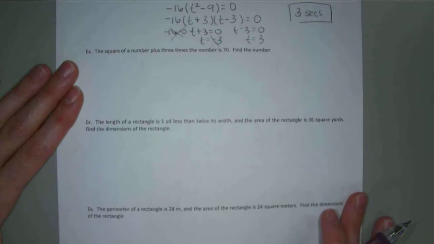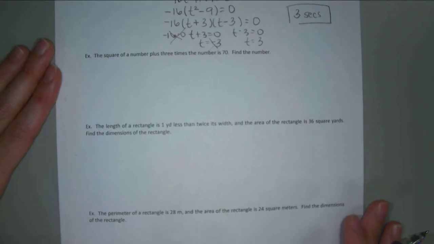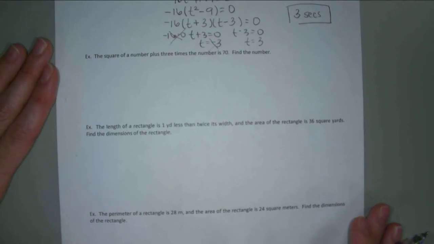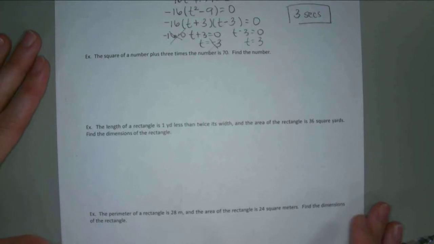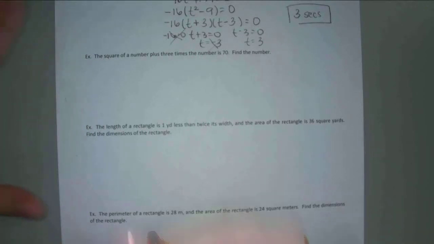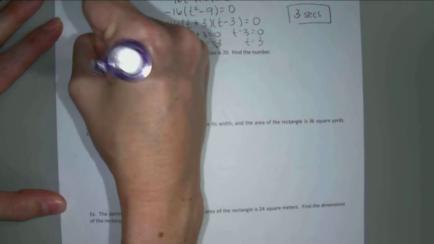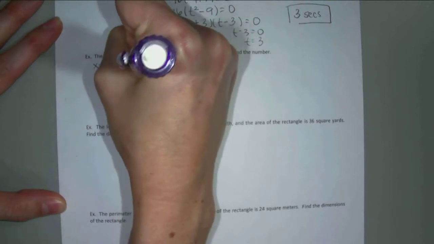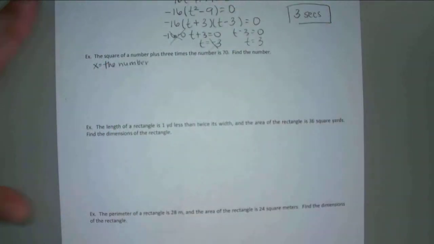Alright, let's look at the next one. It says the square of a number plus 3 times the number is 70. Find that number. Do we know what the number is? No, so I'm going to call it x. X is the number. So I'm making my little key up there. Does it have to be x? No, it can be A, B, C, cat face, I don't care. Some kind of variable to show that we don't know it. X is usually the easiest. The second you try to pick a fancy letter, I feel like it gets more confusing, okay?